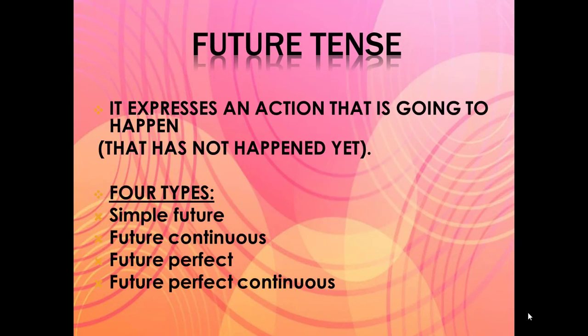Future tense. Future tense is used to express an action that is going to happen. So this action has not happened yet. There are four types of future tense: simple future, future continuous, future perfect, and future perfect continuous.